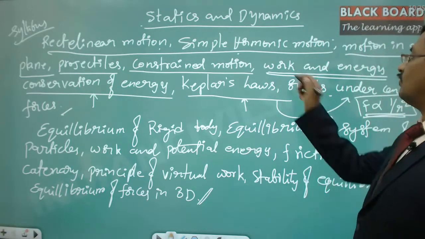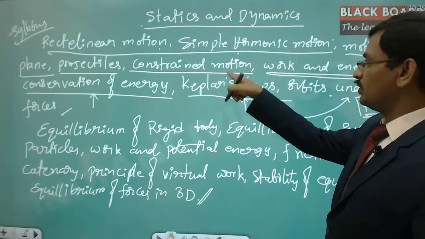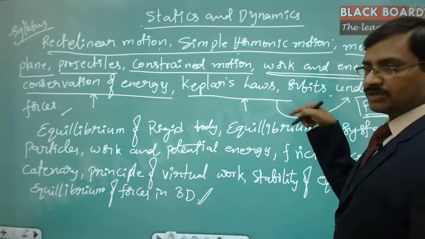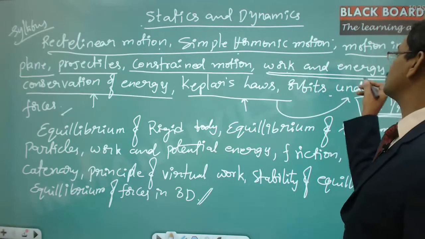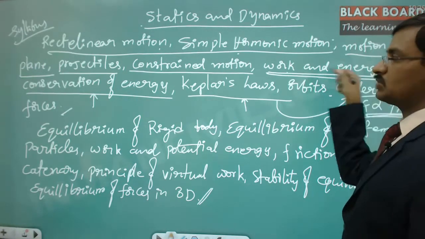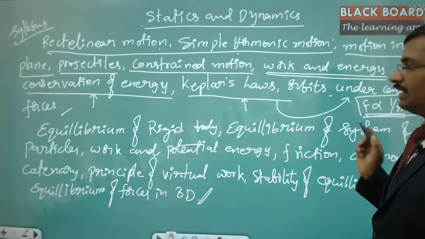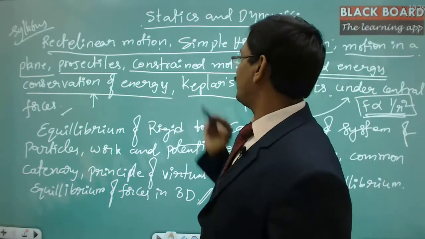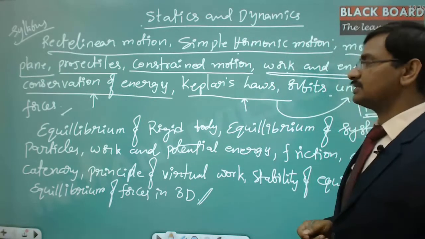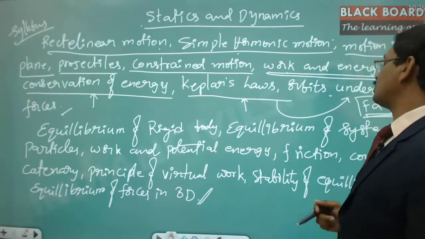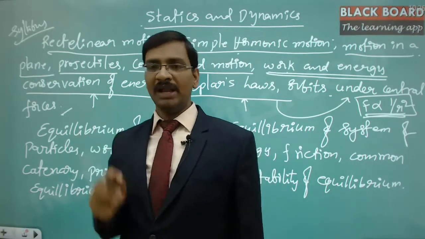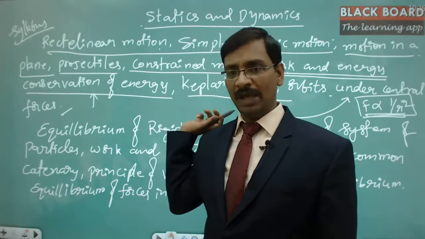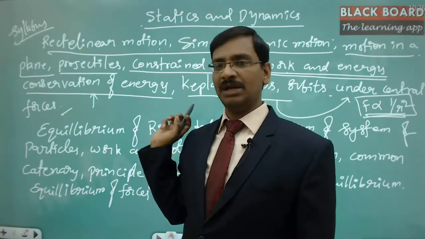Now, here, work and energy. Here, the cause of motion is nothing but work, and work is actually caused by energy, and these two we will be studying. The conservation of energy is part of energy itself that we are studying, and then Kepler's laws and orbits under central forces are nothing but two-dimensional, planar motion. Again it is planar motion, but it is elliptical.